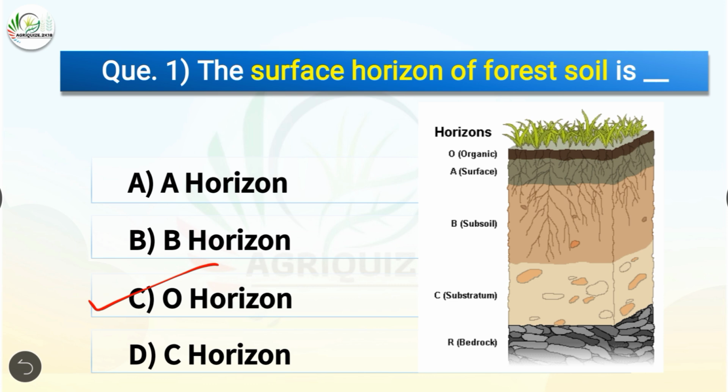The O horizon is the upper layer of the topsoil, which is mainly composed of organic materials such as dried leaves, grasses, dead leaves and other decomposed organic matter. The O horizon is mainly present in forest soil and absent in arable soil.